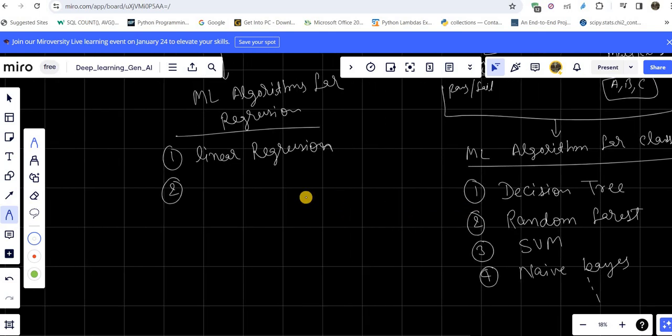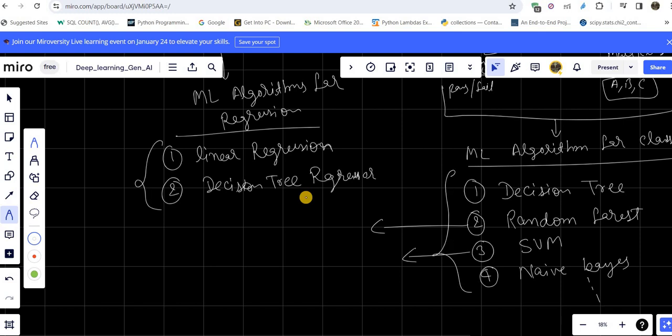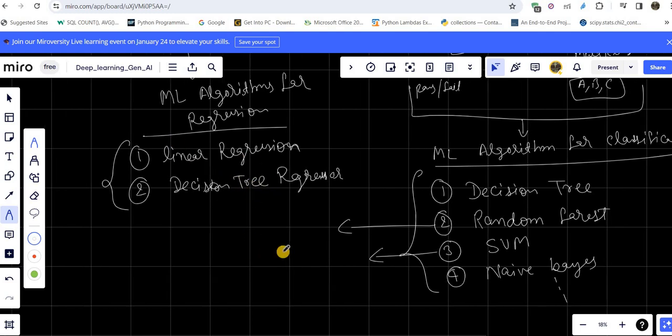We will see it. And in regression, we can even use decision tree also, but we have to change it a little bit. Its name is decision tree regressor. We can even use random forest, even SVM. We will see how we can do that, but you need to understand the main agenda: when to go with regression and when to go with classification.